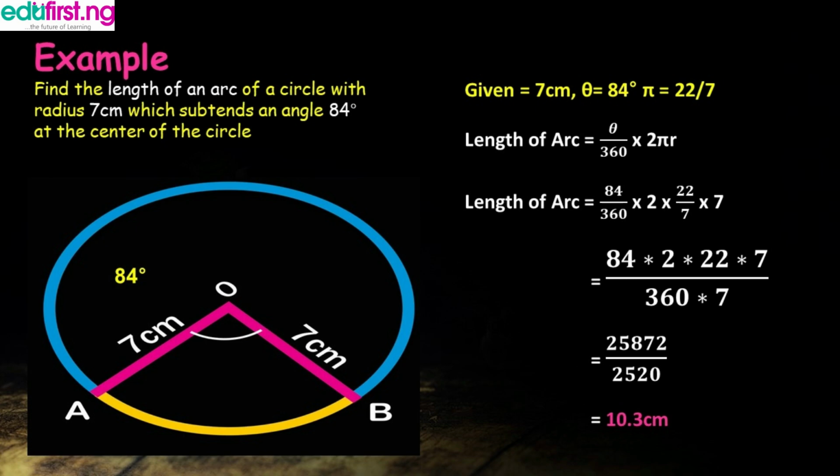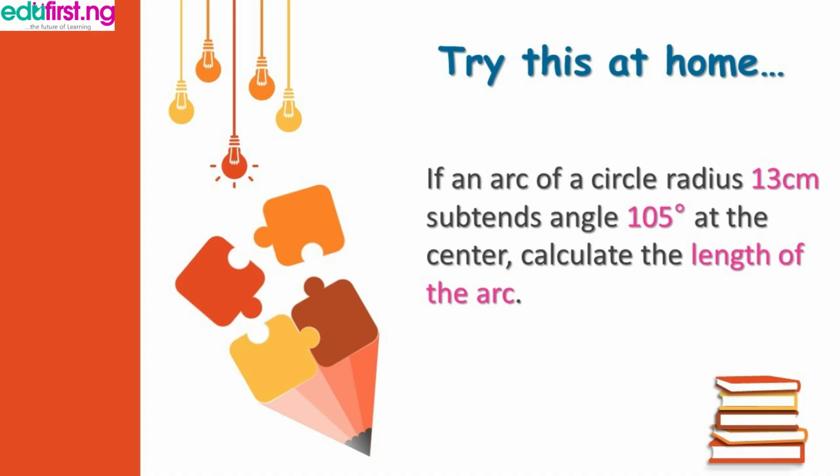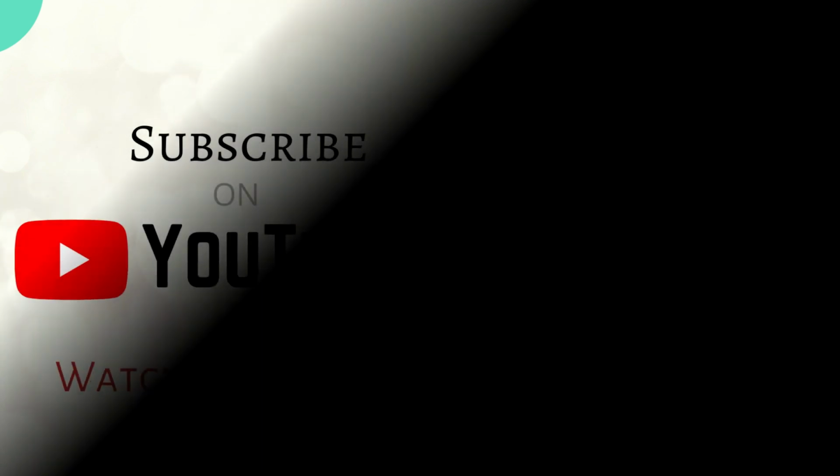You can try this work at home. It says if an arc of a circle of radius 13 cm subtends angle 105 degrees at the center, calculate the length of the arc. So you can follow the example that we just finished and ensure that you turn in your answers as soon as possible. I'll be waiting.